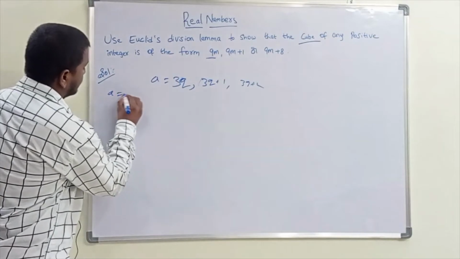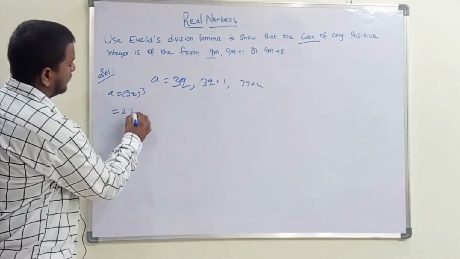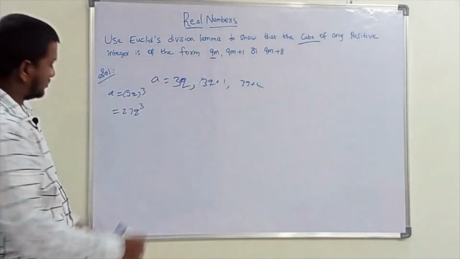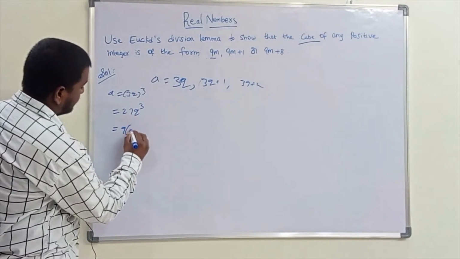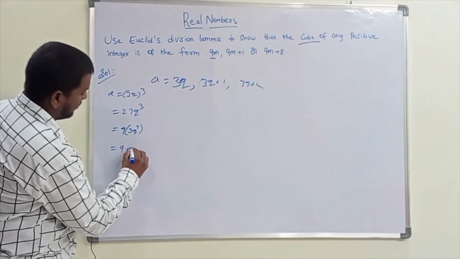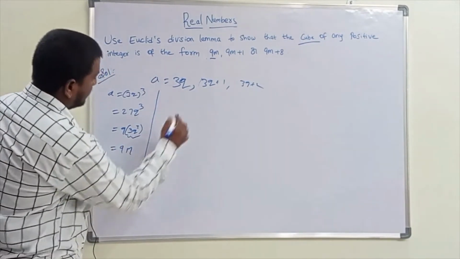Let's say a is equal to 3q. So whole cube is equal to 27q cube. We need in the form of 9m. So let's take 9 common. So it is 3q cube. So we can say this is in the form of 9m. This whole value is m. And let's take another case now.